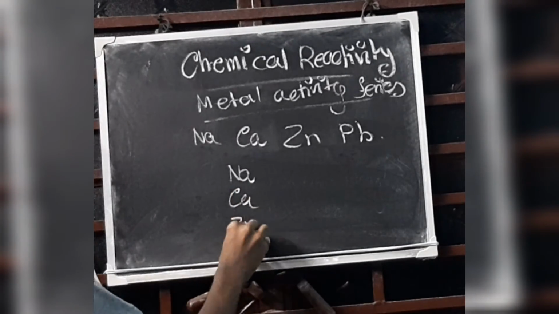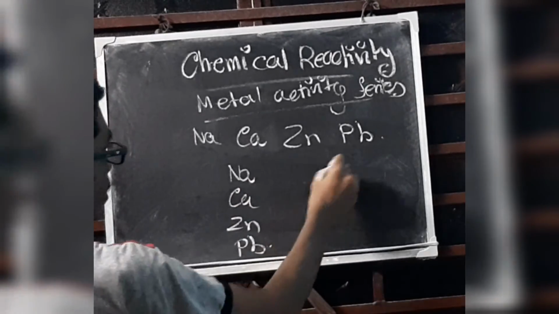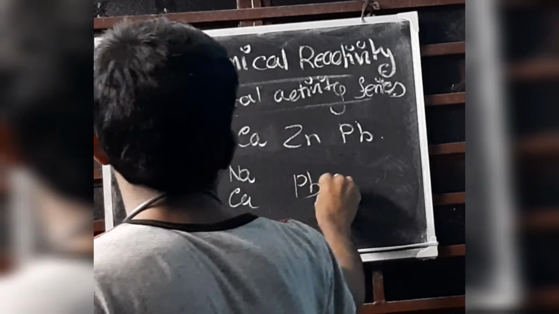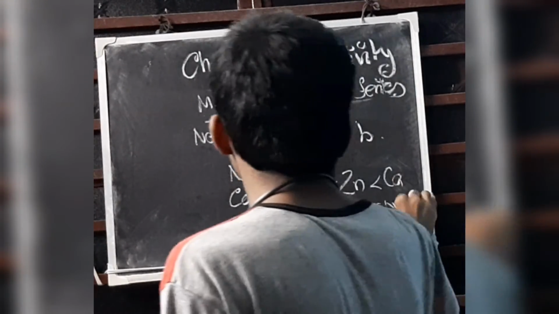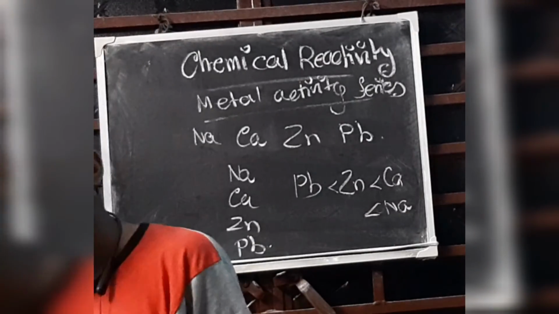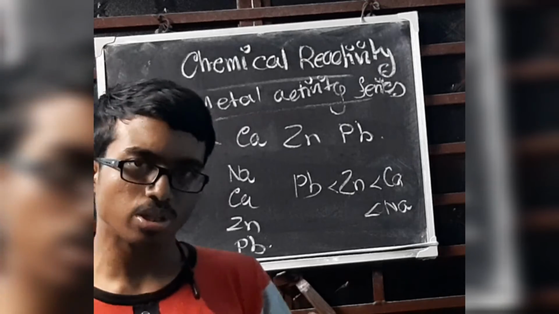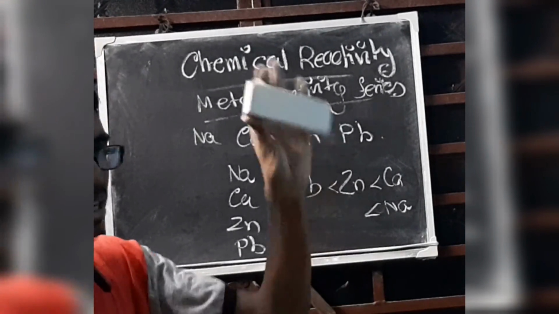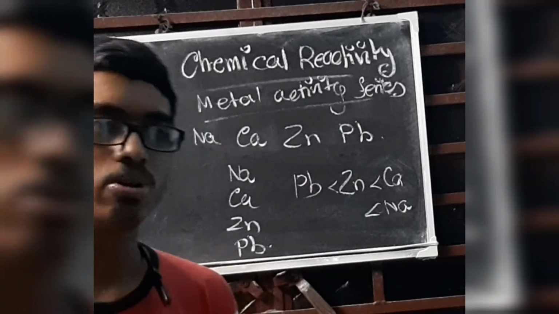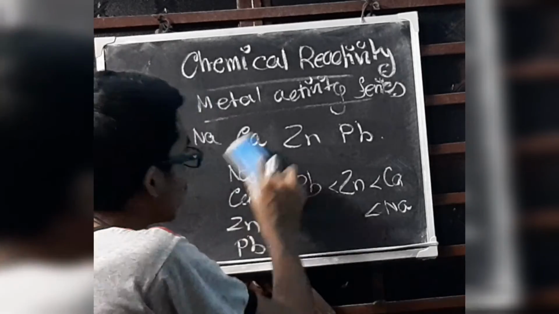So after Ca, Zn, Pb. So this is the order. How will you arrange it? Least is Pb, so it is Pb, Zn, then Ca, then Na. Okay, there is a debate going on between Ca and Na. Sometimes Ca comes first, sometimes Na comes first. But here let us consider that Na is before Ca, because we find things are different when it reacts with hot water, steam, or cold water.